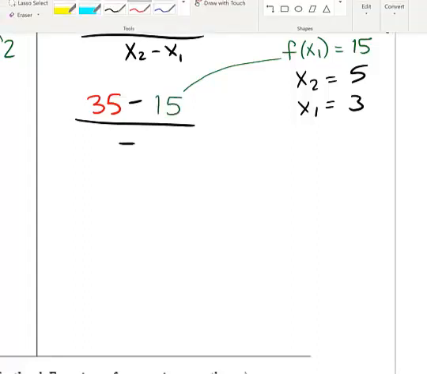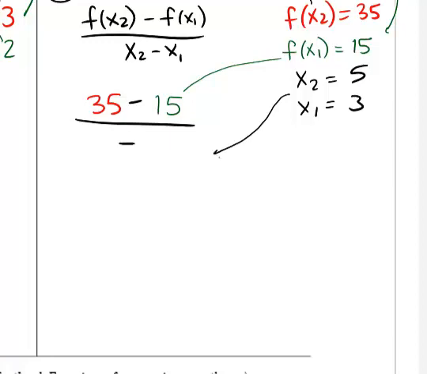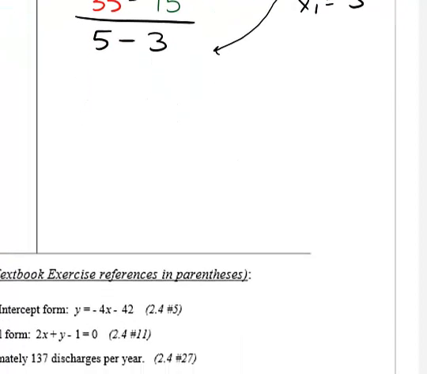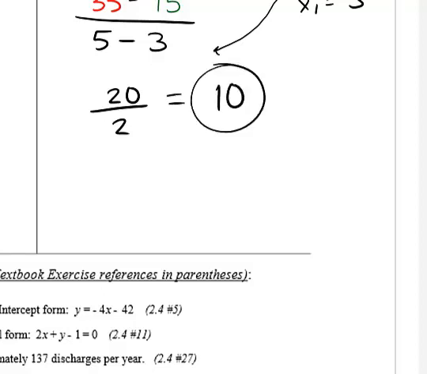And then x2 and x1 were 5 and 3 respectively. Make sure you don't mix those up, because that would make this a negative, change the sign. In the numerator, those subtract to make 20. And in the denominator, you get 2, which is now a nice whole number, huh? 10. Yeah, that's not bad. Beautiful.